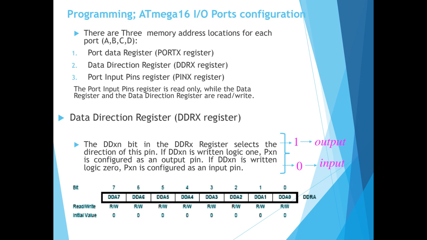We said that the ATmega16 or 32 includes 4 ports: Port A, port B, port C, and port D. Each of the ports includes 8 pins or bits. Actually, there are 3 memory address locations for each of the ports, meaning that for each of port A, B, C, D, we will have 3 registers or 3 memory address locations.